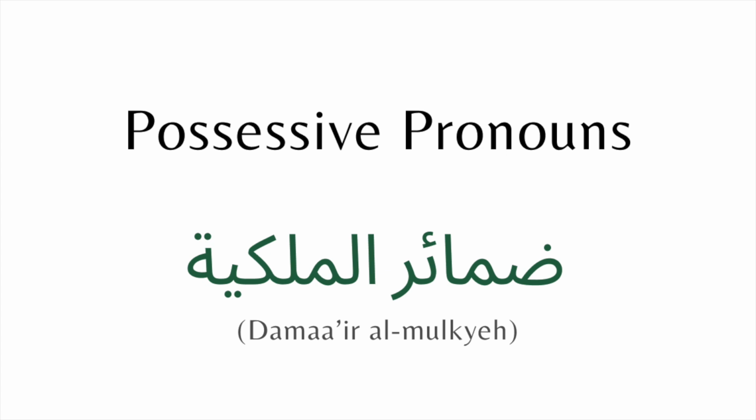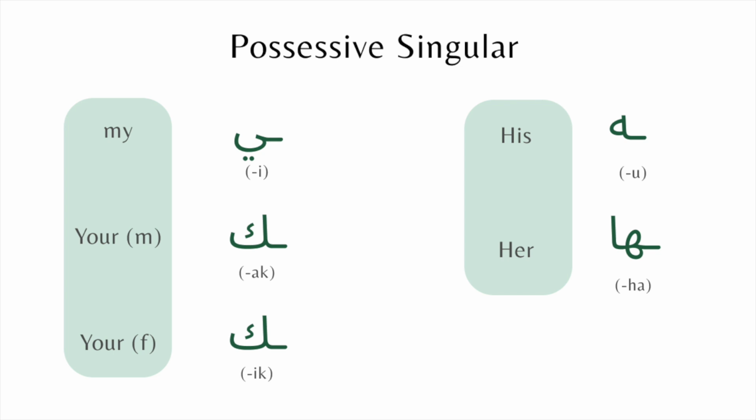Lastly, we have possessive pronouns. In Arabic, this is pronounced ضمائر الملكية. These pronouns are used to show ownership, and their equivalent in English are pronouns like my, his, or her. Starting off with the possessive singular forms, these are also suffixes that we attach to the end of the word.